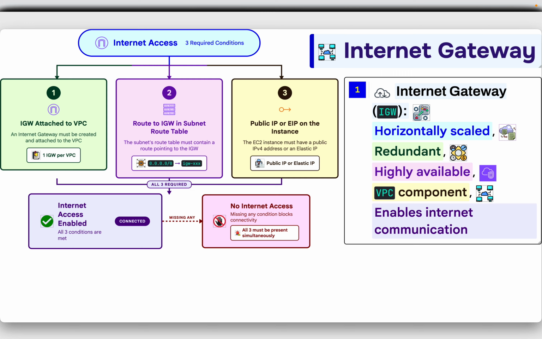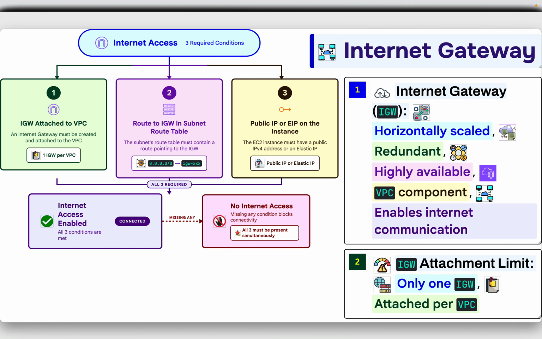0.0.0.0/0 pointing to the internet gateway ID in the subnet route table. Condition 3 is a public IP or elastic IP on the EC2 instance. All three must be present simultaneously or there is no internet access. So an internet gateway is a horizontally scaled, redundant and highly available VPC component that enables internet communication.